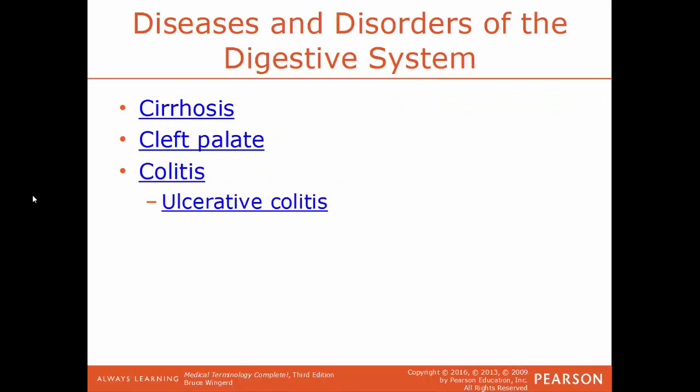Our next term, cirrhosis. This is a chronic condition of the liver where you have a degeneration of cells. It's usually a result of hepatitis or being an alcoholic. A cleft palate. This is a congenital condition where there is a split in the roof of the mouth with a hard palate. Colitis. This is the inflammation of the colon, which is a general term for the large intestine. And this can lead to a condition called ulcerative colitis, which is a long-lasting inflammation of the colon.